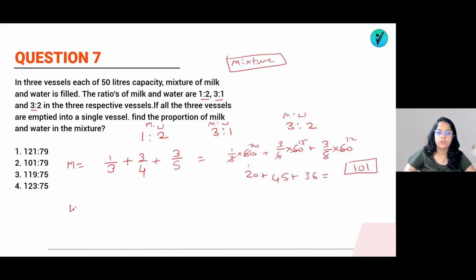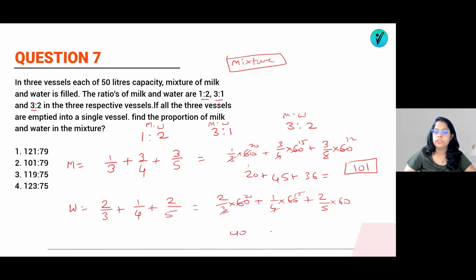And how much? 101. And how much will be the water? Water will be 2 by 3 plus 1 by 4 plus 2 by 5. So how much will be the total water? Again, we will multiply by 60 because LCM of all of them is 60: 2 by 3 into 60 plus 1 by 4 into 60 plus 2 by 5 into 60. So how much will it be? 3 into 20 means 40 plus 4 into 15. So this will be 15 and 5 into 12. So 12 twos are 24. So what will be this sum? 5 plus 4, 9. 4 plus 1, 5. 5 plus 2 is 7.